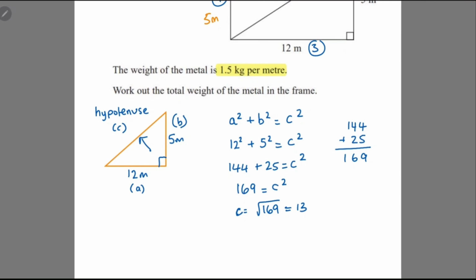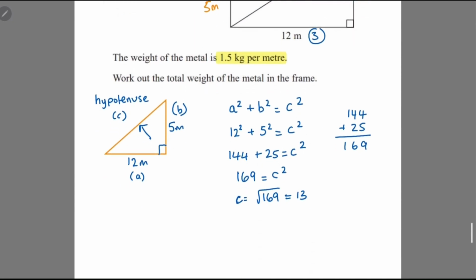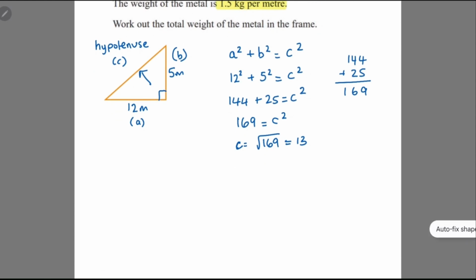So what that tells us is this diagonal here is 13 meters long. Now, if you're very familiar with Pythagoras, you should recognize this immediately. This triangle is a Pythagorean triple. It's one of the Pythagorean triples. So sometimes you don't need a lot of working out when it comes to Pythagoras, because some of them you just have triples. You just know the third number if you know the other two.